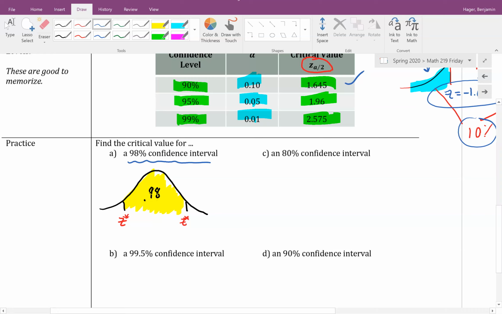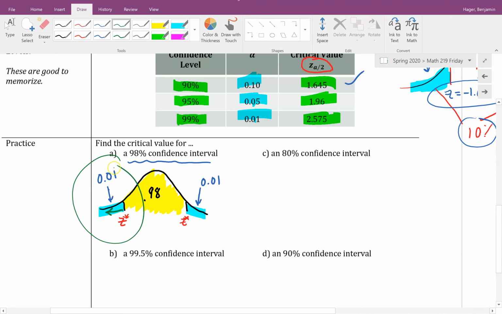Well, if it's 98% in the middle, doesn't that mean there's 2% combined in both of these arms? Which means they would each hold 1%. Again, 98% in the middle means the combined value of the two blue areas must be 2% because it all has to add to 100. So if I cut that in half, I get 1% per blue area. Because my z-tables focus on left area, I'm just going to focus on that, consult my z-table, and see what it is.